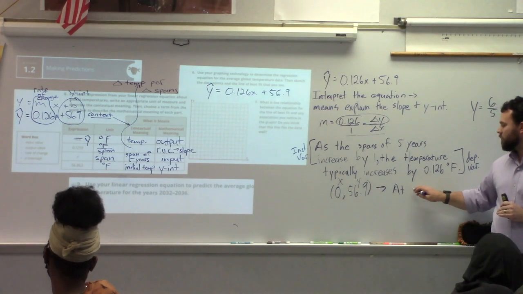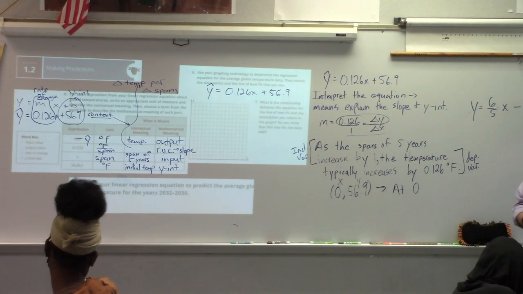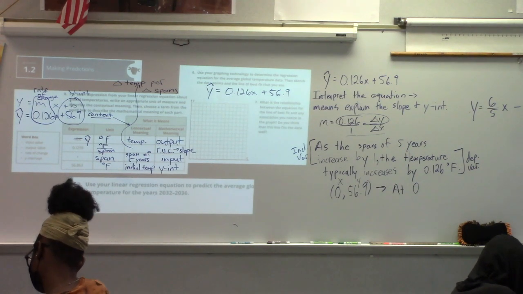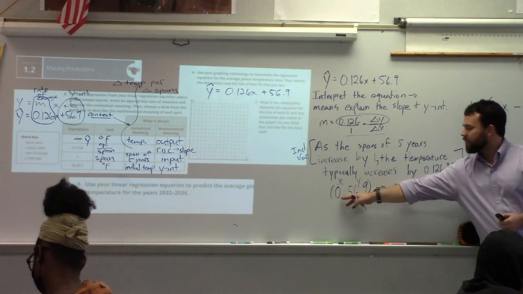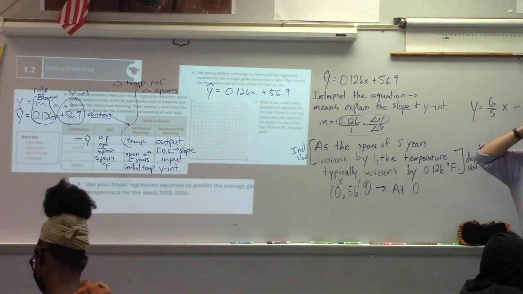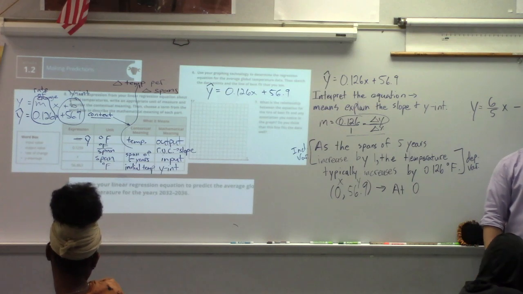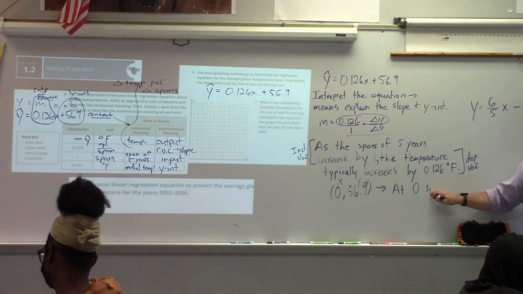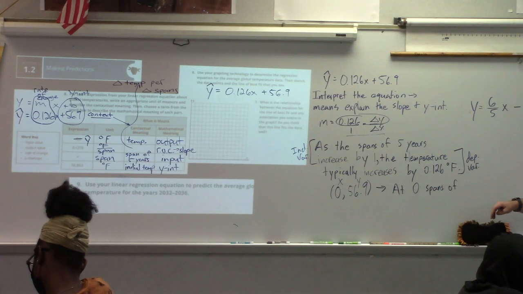So, we're not talking about changes or anything like that, but at 0 what? Wait, when is the x always 0? At the y-intercept. So remember, we have our 56.9, that y value of the y-intercept, the x value is 0. So, at 0 what? Go to your context. Not rate of change. What is x? Span of 5 years. At 0 spans of 5 years, which I know sounds awkward, but I'm just talking about the x variable.